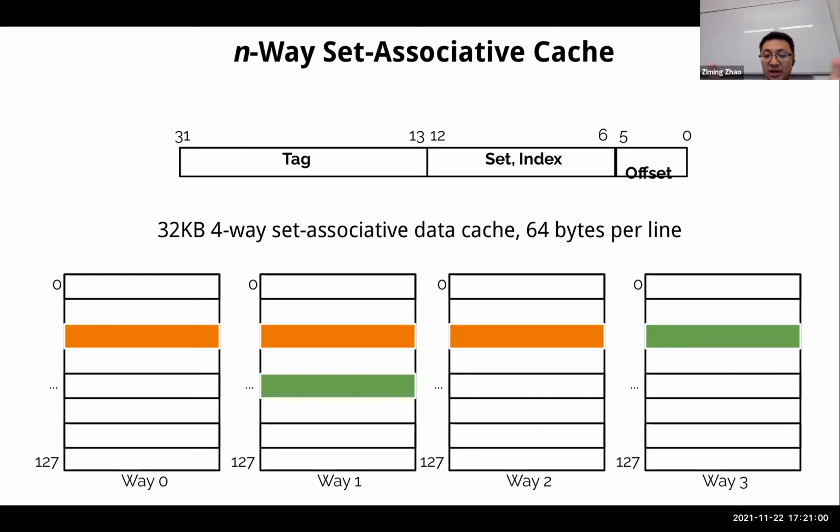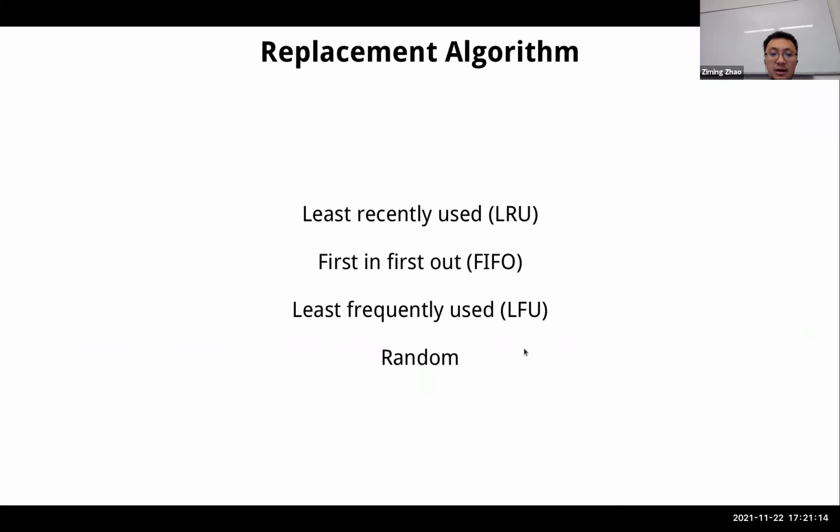And imagine everything is implemented at hardware. So at a hardware level, we have to record, we have to remember somehow which cache line was least recently used, right? Then there is a first in, first out algorithm. I don't believe anyone uses this algorithm. And also there could be least frequently used.